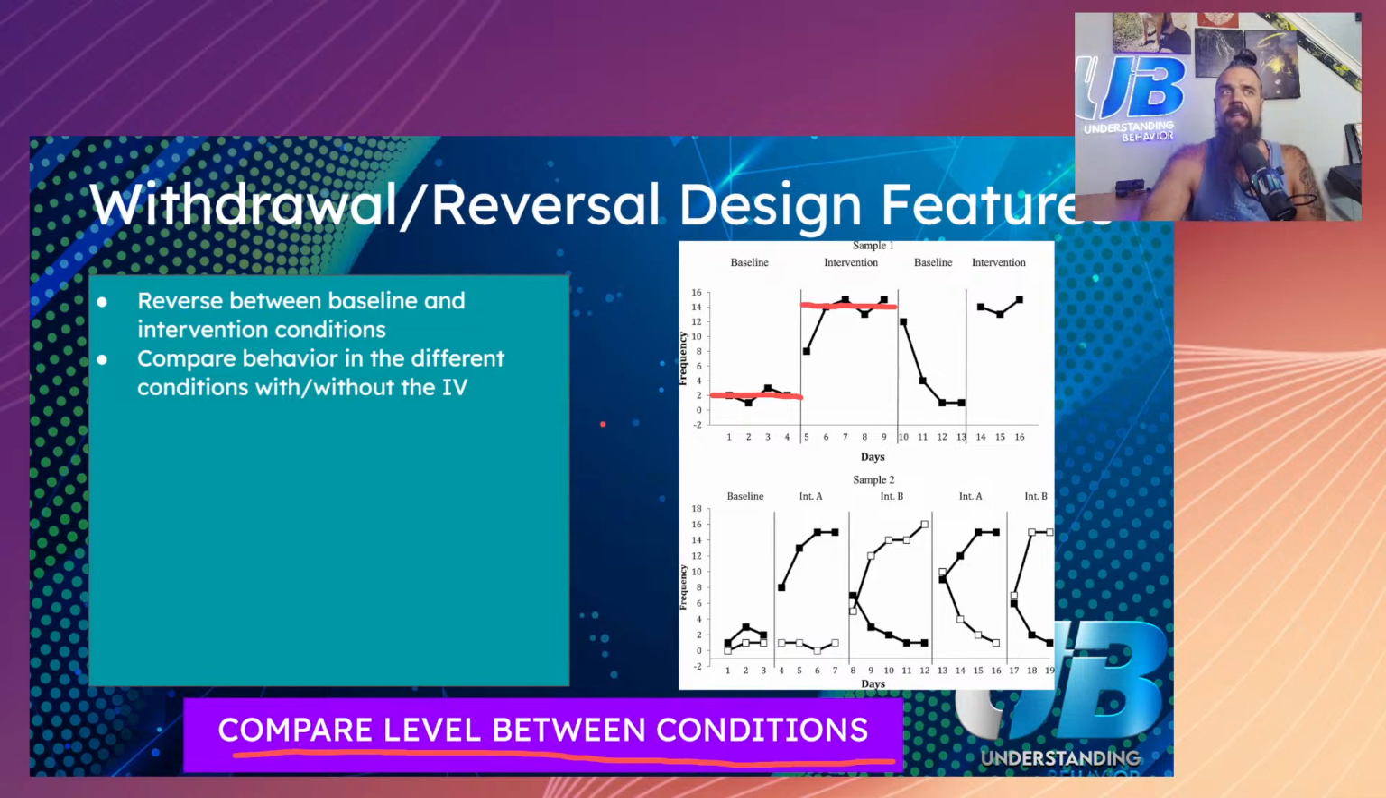Remember, our independent variable usually refers to our intervention. So it's the thing that we're changing to try to change our dependent variable, which is our measurement of the behavior.